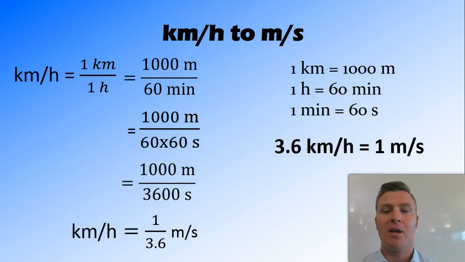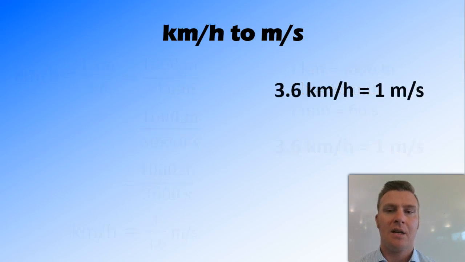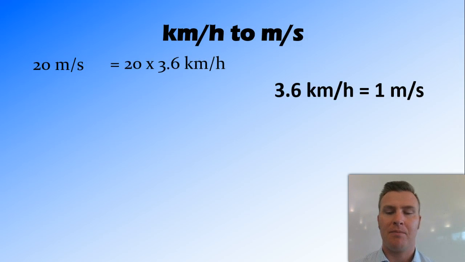And the easy way to remember it is that there's 3.6 kilometers per hour in 1 meter per second, so it's a bigger number in kilometers per hour than it is in meters per second. And kilometers are bigger than meters. So if you want to go from meters per second into something bigger, you times it to make it bigger. So an example of using this formula would be if we had 20 meters per second and we wanted to turn it into kilometers per hour. All we'd do is take our 20 meters per second and times it by 3.6 to make it bigger, and that will give us 72 kilometers per hour.